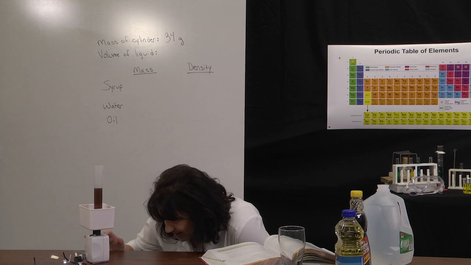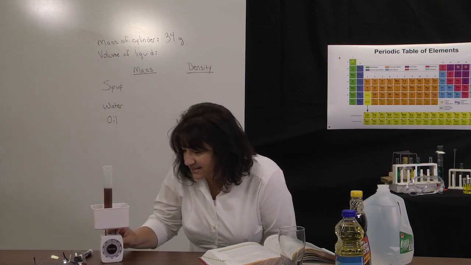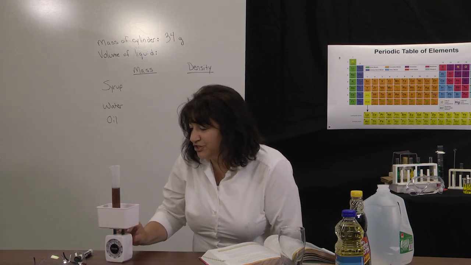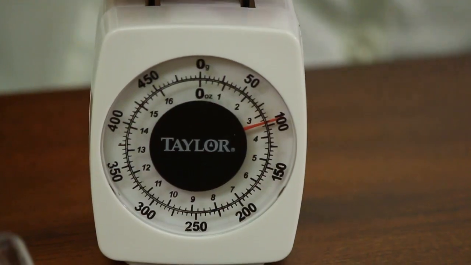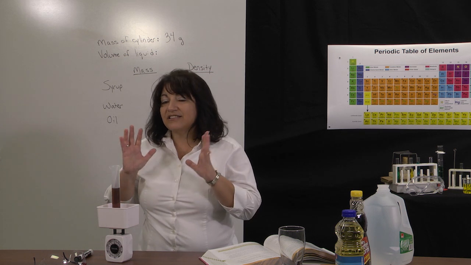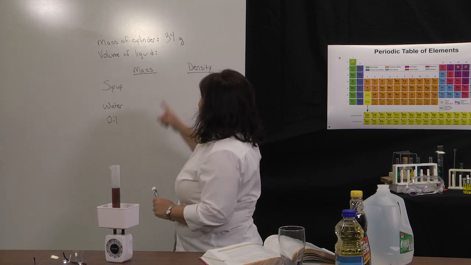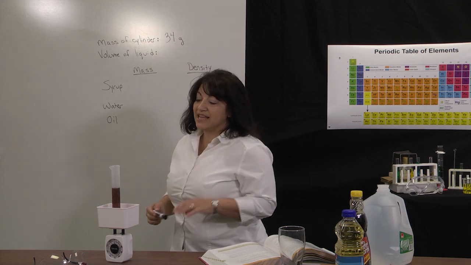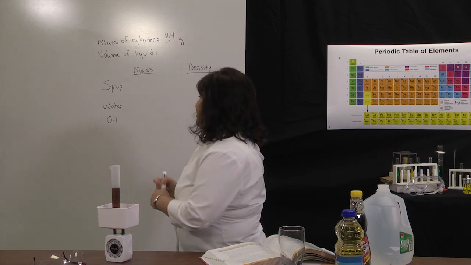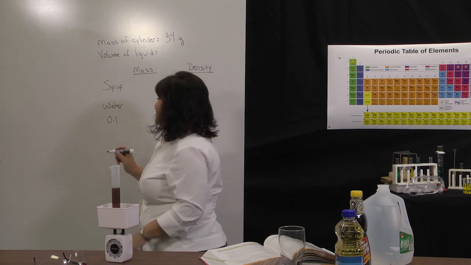Again, my hashtags are at 5-gram increments, and it's not quite 100 grams. I'm going to say it's at 98 grams of measurement. I'll turn it so you can see that measurement, 98 grams. That's the total combination of the cylinder and the syrup. So we know the mass of the cylinder is 34 grams. I've measured 98 grams. So the difference between those two numbers will give me the mass of my syrup.